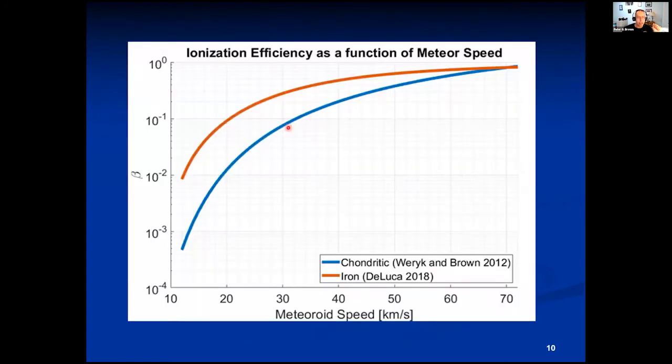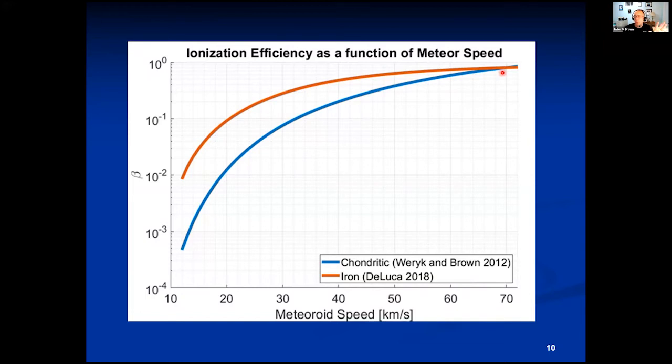I would just say that when it comes to ionization efficiencies, what you'll notice is it's very, very low at low velocities. And this just reflects the fact that there's not much energy at these low speeds. And then you get up to higher speeds and you're almost always producing at least 1 electron on average per collision at those high speeds.